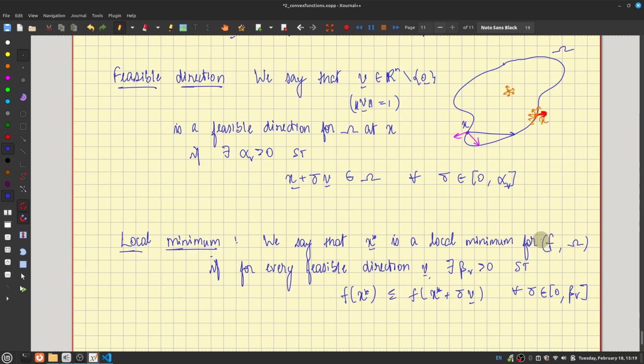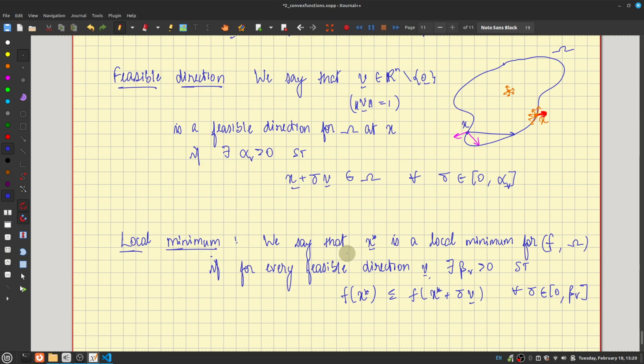Correct. So x star is a local minimum. I'm assuming that x star is a point in the domain, right? In fact, it's a point within the constraint set which lies within the domain, right? And f of x star is whatever the minimum value. Okay.